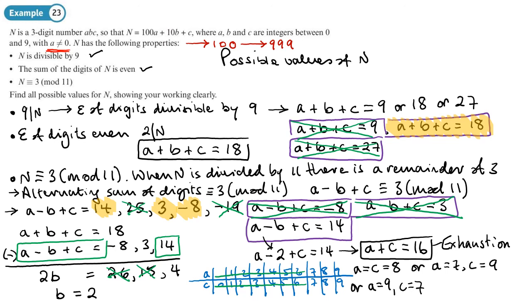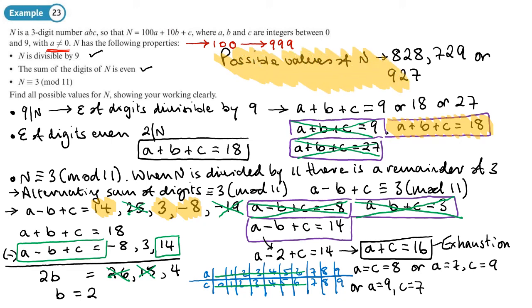So we know the middle digit is a 2, so we'll start with this. So the first and the last digit could be 8, so 8, 2, 8. Then the first digit could be a 7, then a 2, and then a 9. So it could be 7, 2, 9. Or it could be 9, 2, 7. So there's only 3 possible options for this number.